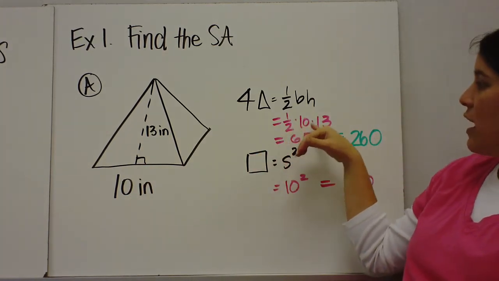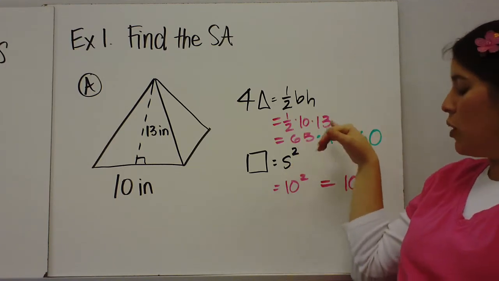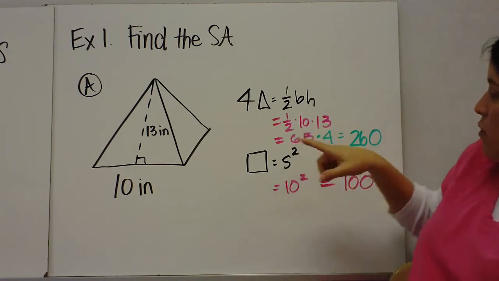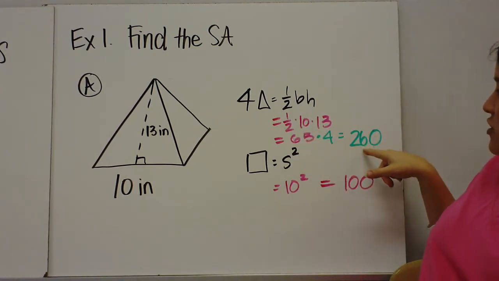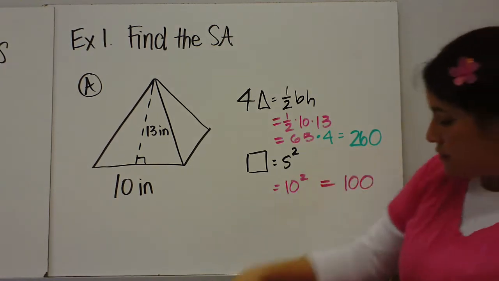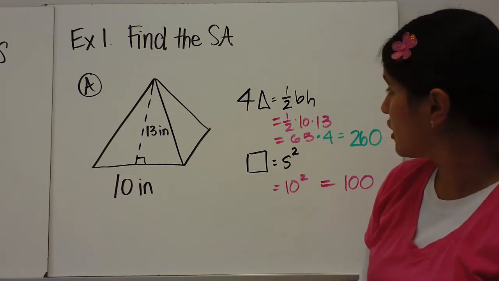And when I typed in 1/2 times 10 times 13, I got 65. And remember, you have to multiply it by 4 because there are 4 triangles. So I've multiplied it by 4, and I got 260. Let me just double check and make sure, because I made a mistake last time. Y'all didn't let me forget.